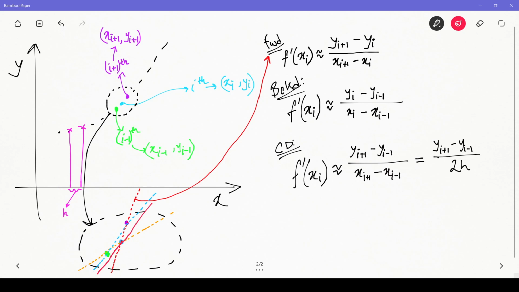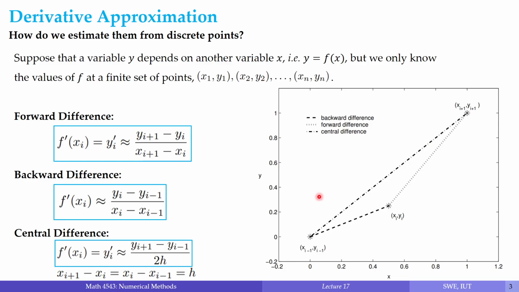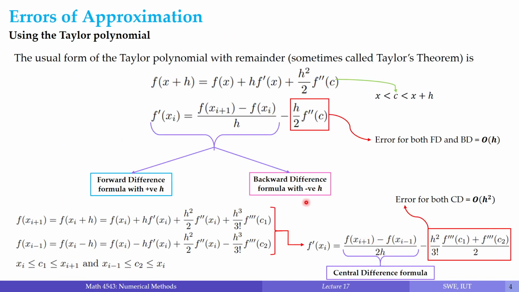Let's try to analyze it more mathematically, so let's go back to our presentation. Now we are fully aware of these three formulas and we know how they look when drawn on the graph. So let's talk about the errors of our approximation. Since we are approximating, of course, we are going to incur some errors. In order to come up with the upper bounds of our errors, we are going to use our Taylor series, or Taylor polynomial more precisely.